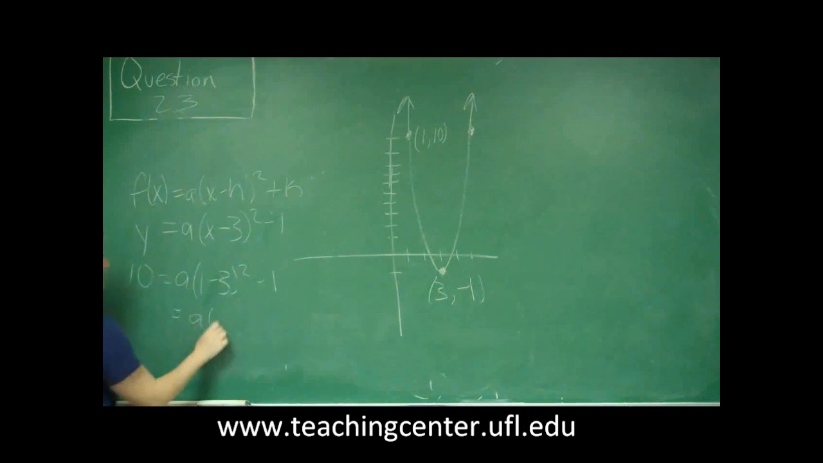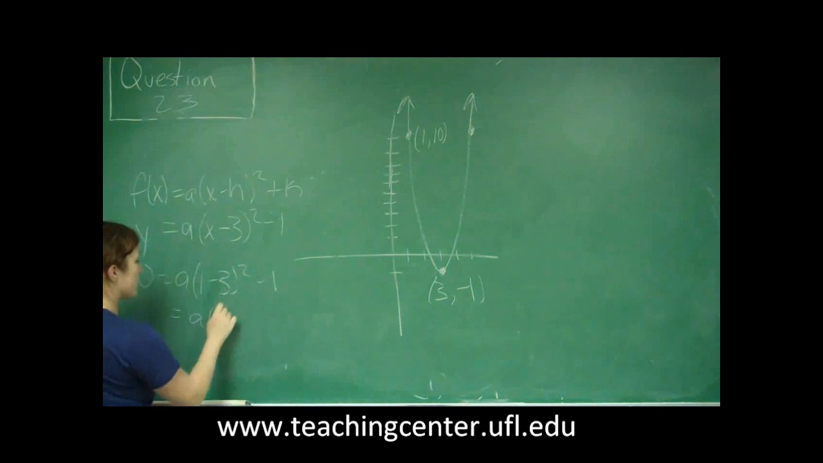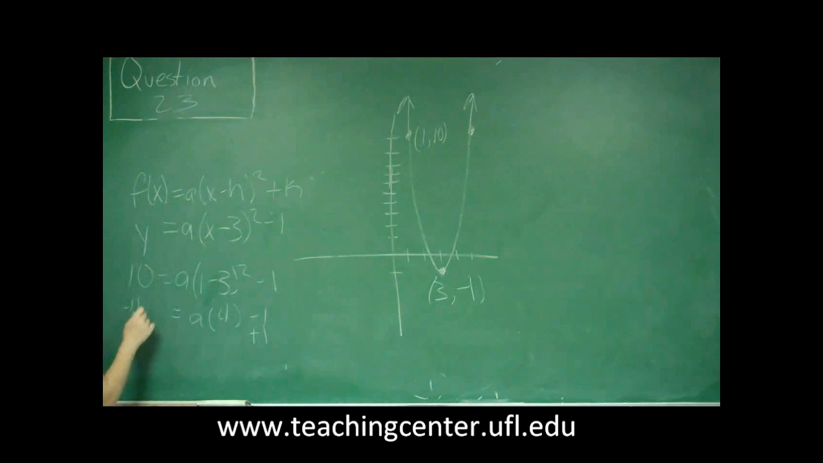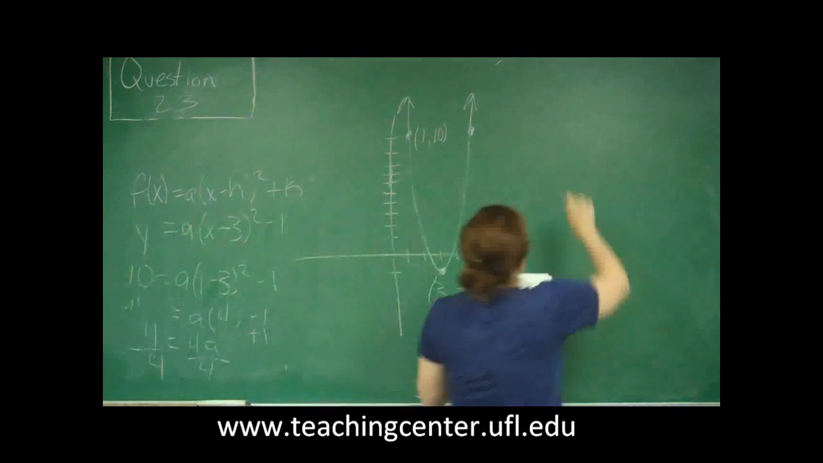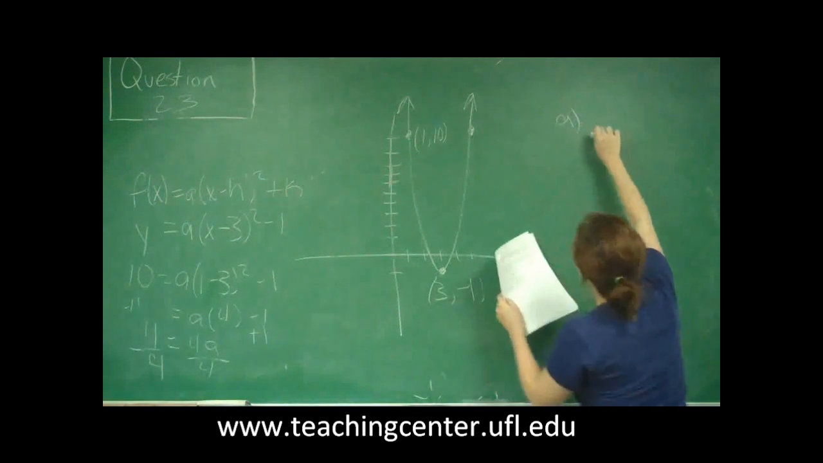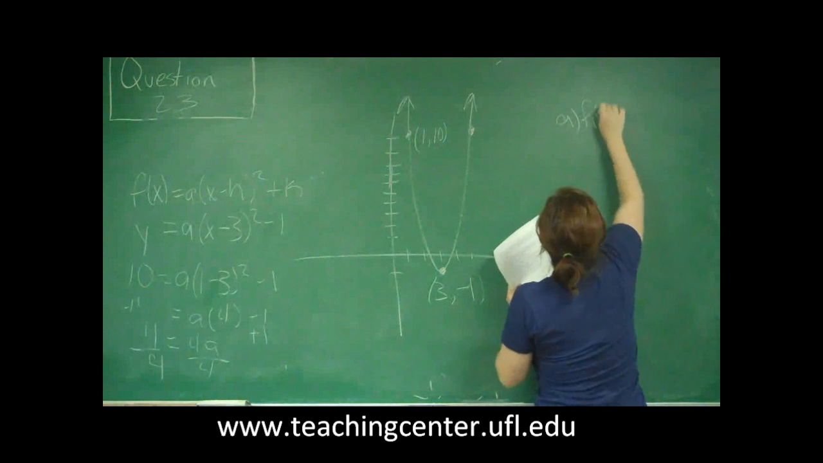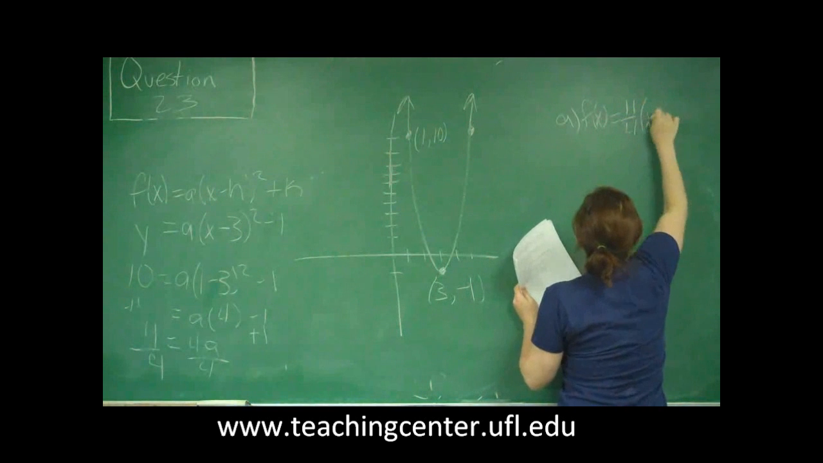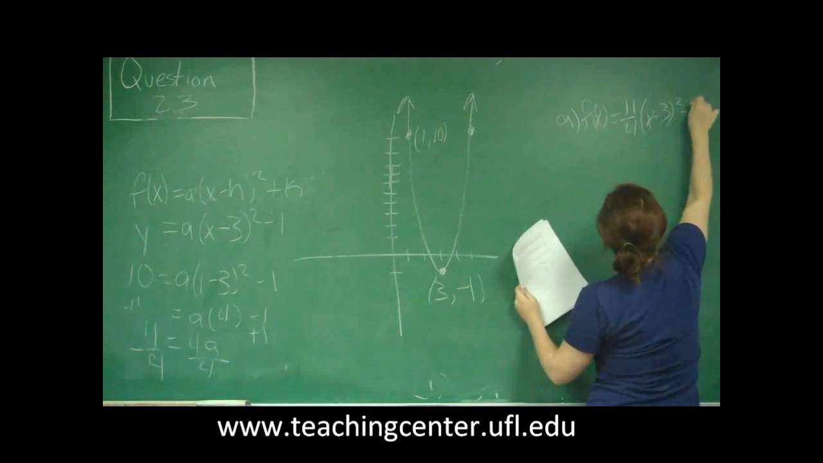So that's equal to a times 1 minus 3 is -2, squared is 4, minus 1. We're going to add 1 to both sides, and I get 11 is equal to 4a. So a is equal to 11/4. So my part A answer is f(x) = 11/4 (x - 3) quantity squared minus 1.